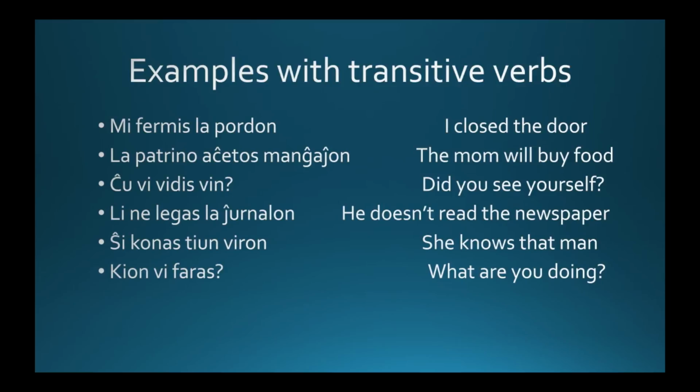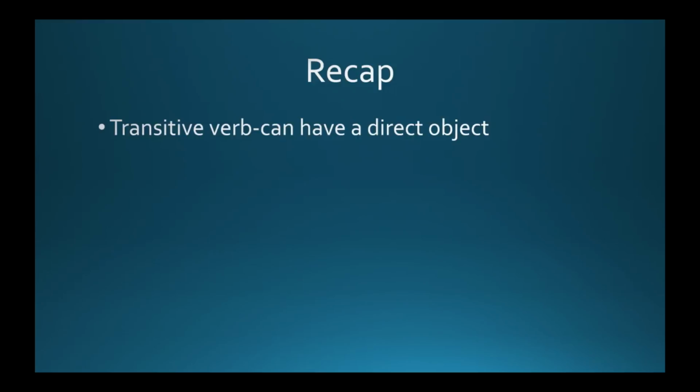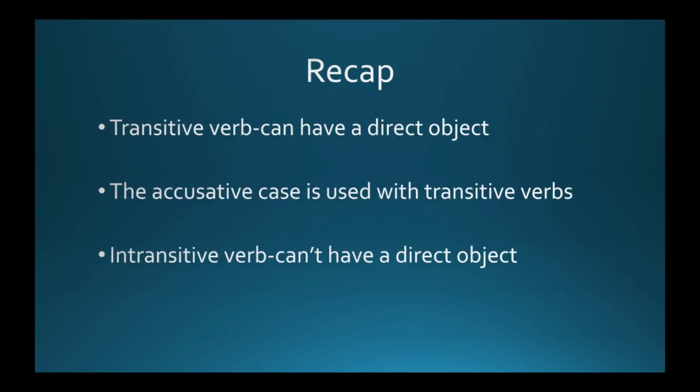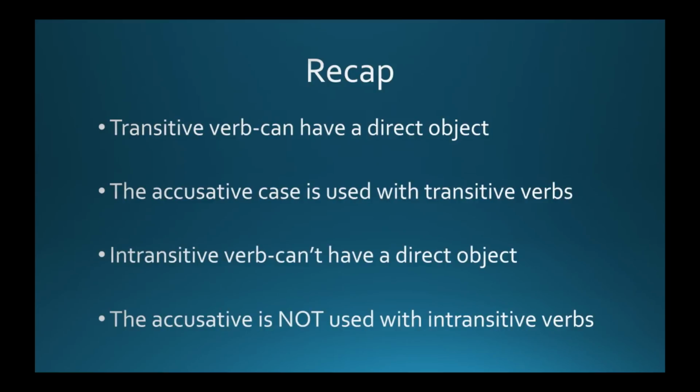So you can see in these examples that the subject is doing something to another thing. This is how transitive verbs work. And you will also notice that the accusative case is used in every example. That is because in order to have a direct object, you have to mark it with the accusative case. So to recap real quick, transitive verbs are the verbs that can have direct objects. The accusative case is used to show what the direct object is with transitive verbs. Intransitive verbs cannot have direct objects. The accusative case is not used with the intransitive verbs.